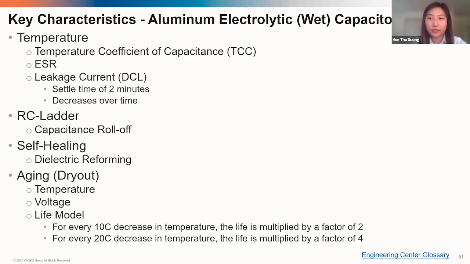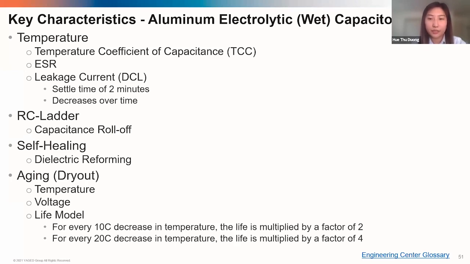And again, we've got self-healing and aging. So with self-healing in wet systems, the electrolyte provides oxygen to the dielectric, which reforms and regrows the dielectric. With aging in wet electrolytic parts, the part wears out due to the part drying out as you're consuming the electrolyte as the part is being used.